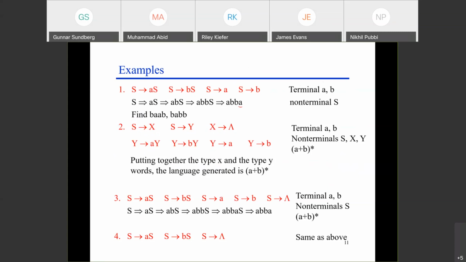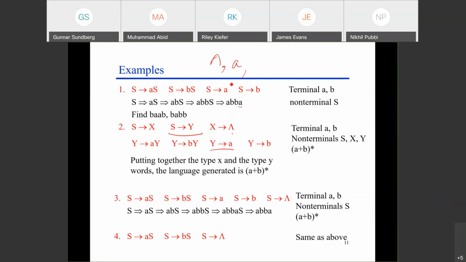And which language is this? It is (a plus b) whole star. So if you notice here, by these production rules, can you generate lambda? Yes, by this one. You can start, S can be X, X can be lambda. Can you generate a only? Yes. S can be Y, and Y can be replaced by a. So you can generate a.